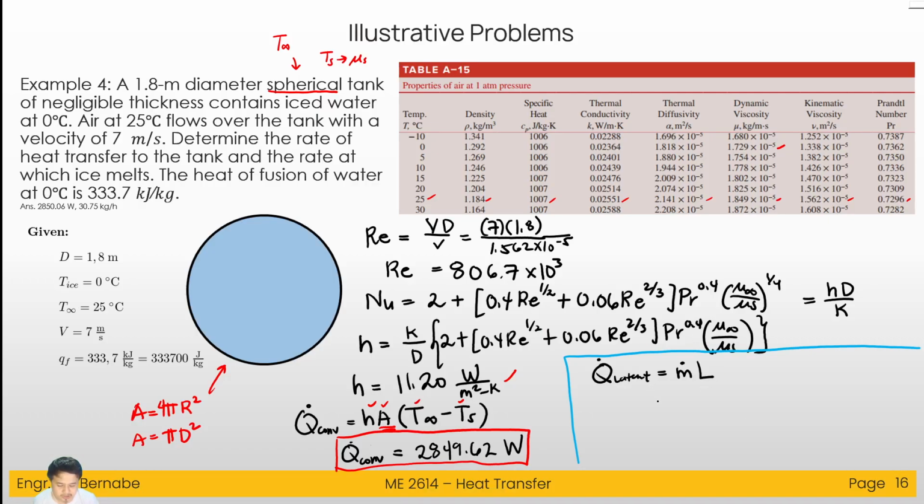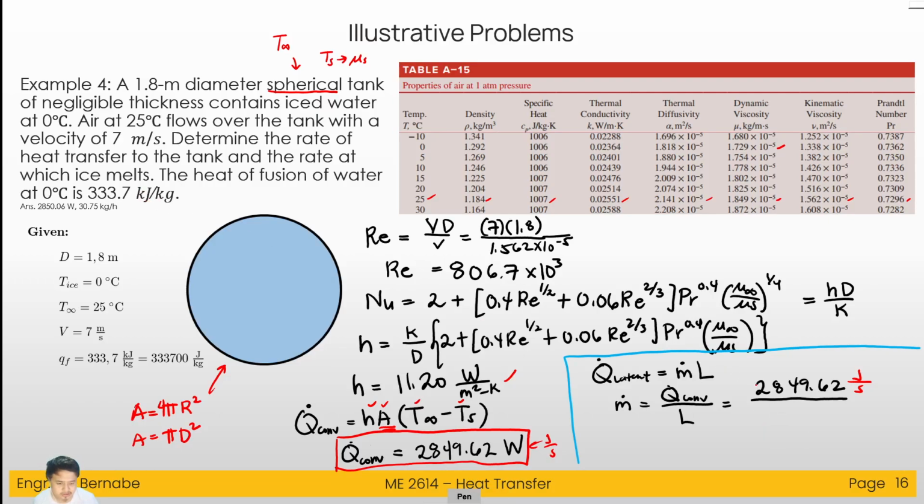So in this case, to find the mass flow rate, this is just Q over L, no? So Q here is the Q convective, no? There's no other heat transfer here, and then over the latent heat. So this will be just 2849.62. So this is in joule per second divided by what is the latent heat? So latent heat is 333.7. So in here, these are different units, no? So you have here joule per second only, no? Joule per second, which is in watts, no? And then you have 333.7 kilojoule, no, per kilogram.